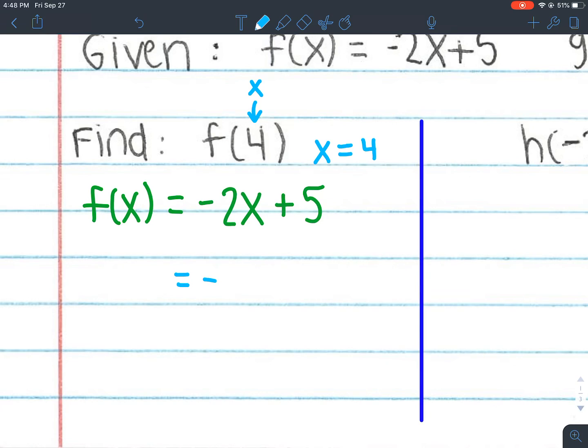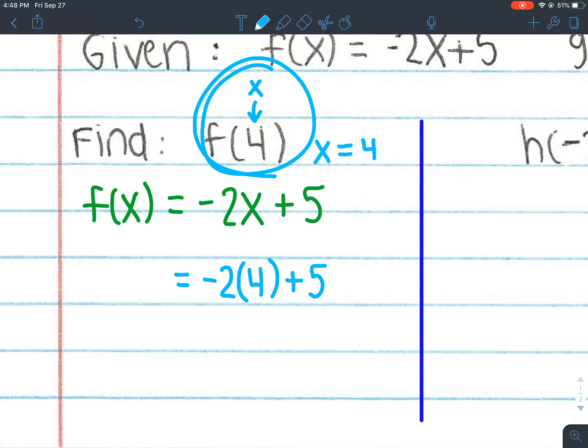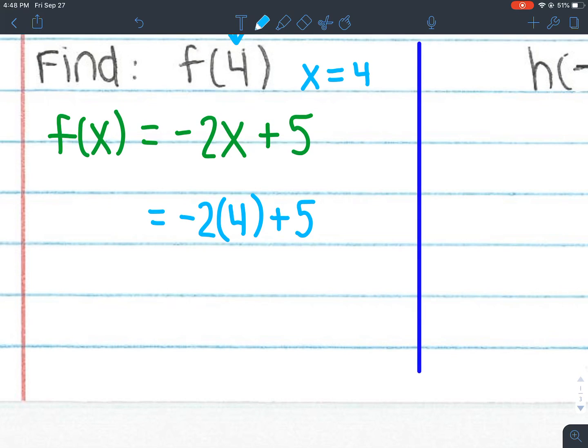So I'll have negative 2, and I want you to be very careful. Anytime you are substituting a number, anytime you are plugging in a number, you will use parentheses. Make sure you use parentheses. So I have negative 2 times (4) plus 5. The only thing I did here was take my x value and plug in a 4, because it's saying that my x is 4. Then I'm going to simplify. Negative 2 times 4 is negative 8, plus 5, and that gives me negative 3.